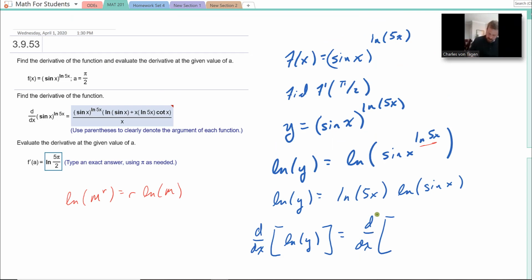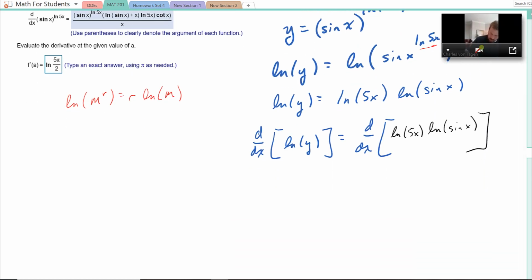So we're differentiating the left-hand side here, and so that would be the derivative of the natural log of 5x times the natural log of the sine of x. I switched pen colors too. Okay, on the left-hand side, we get what we always get when we do logarithmic differentiation, 1 over y times y prime. And on the right-hand side, I've got two functions being multiplied together, so I'm going to have to do a product rule. So here's my first times the derivative of the second.